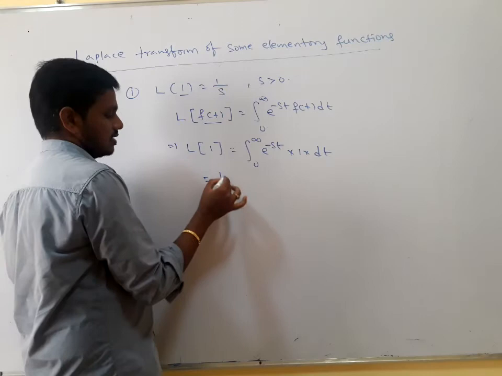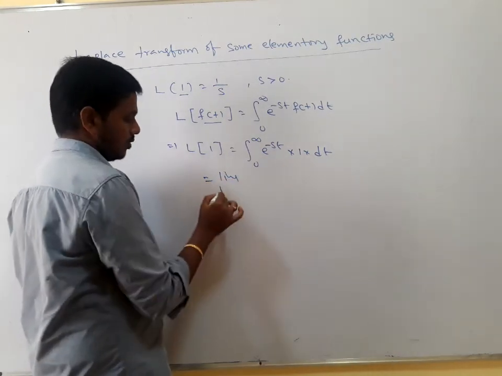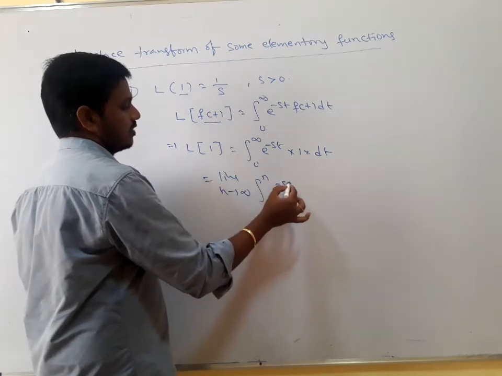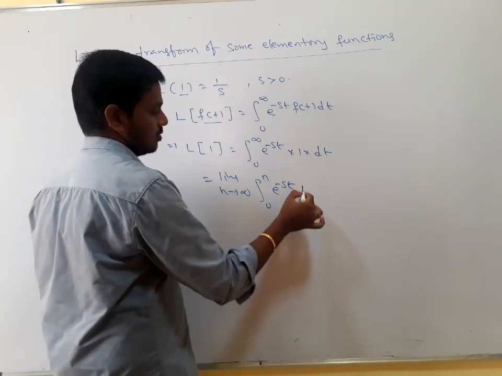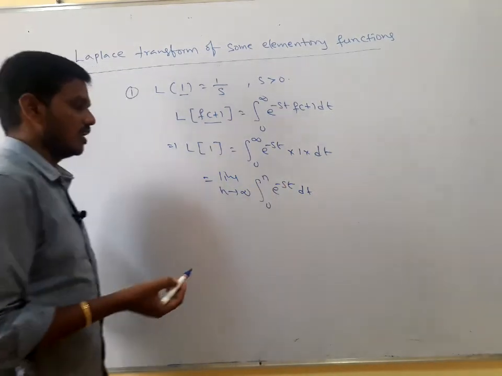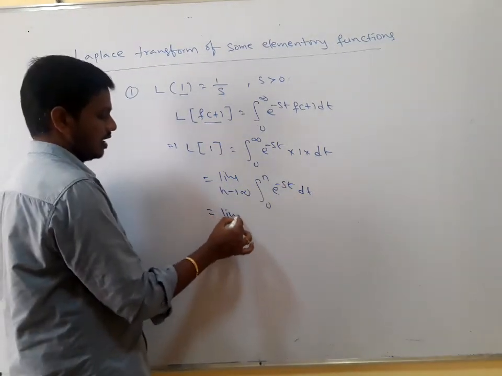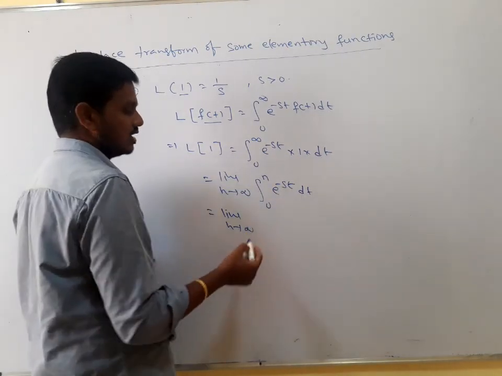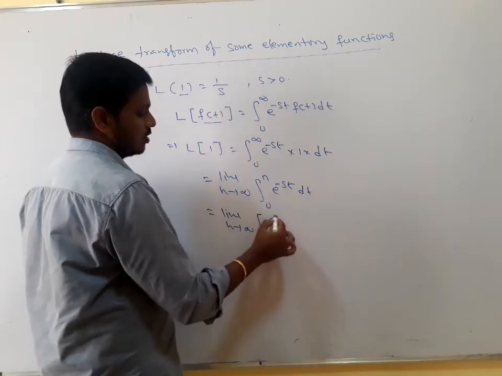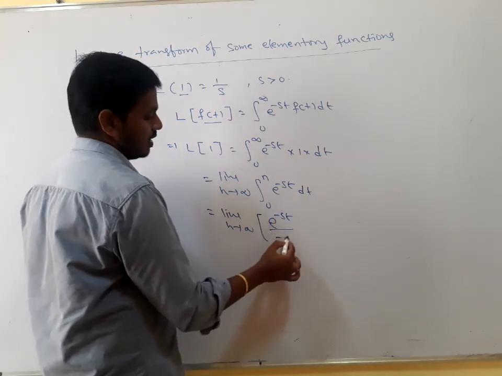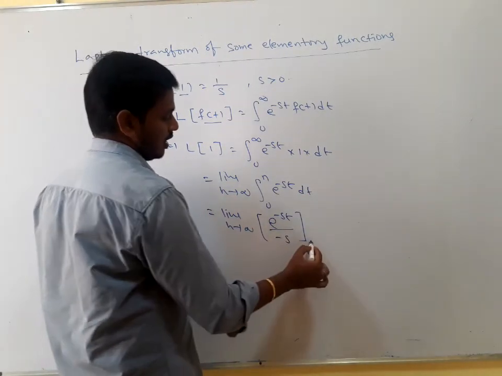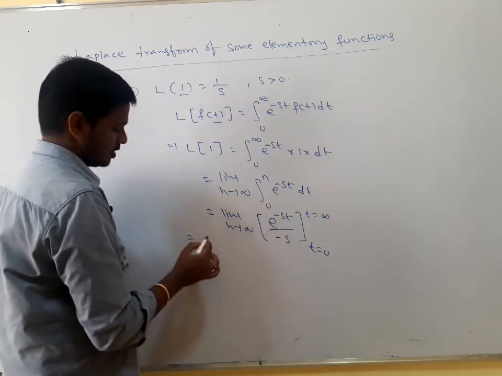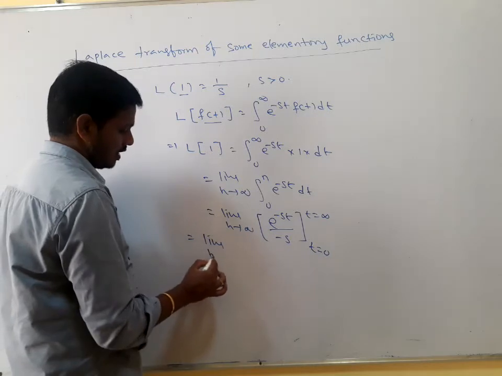In this evaluation process, for evaluating the improper integral, I am going to write the limit as n tending to infinity of the integral from 0 to n of e to the power of minus st into 1 dt. The integral of e to the power of at is e to the power of at by a, so this equals the limit as n tending to infinity of e to the power of minus st divided by minus s, where t goes from 0 to n.